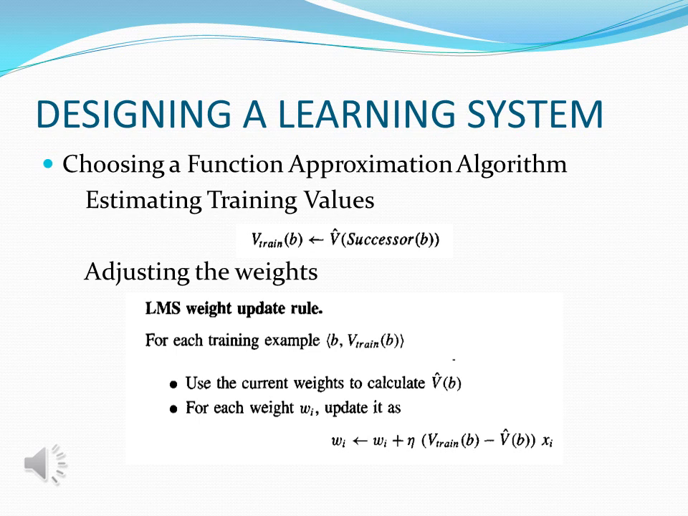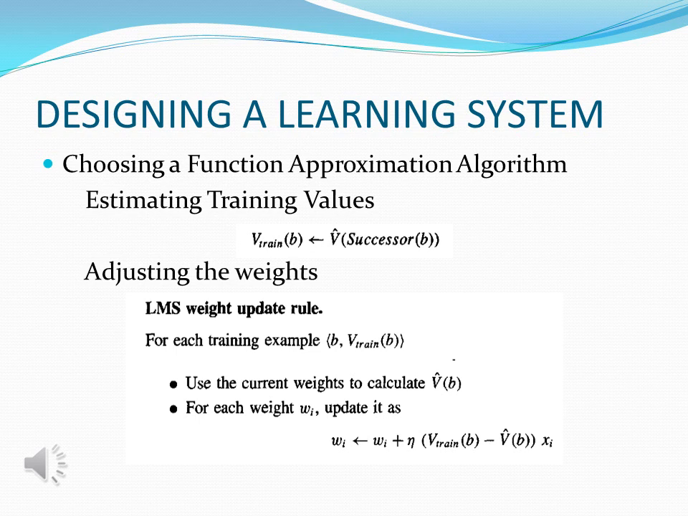Each training example is represented as an ordered pair B, V train of B. V train of B is derived from V cap of successor of B, where V cap is function approximation and successor of B is the next move to be played by the system. It comes after the current move of the system and the opponent's move. Adjusting of weights depends on the least mean square weight update rule. This is to be carried out when the resultant function value is not the best fit in the model.